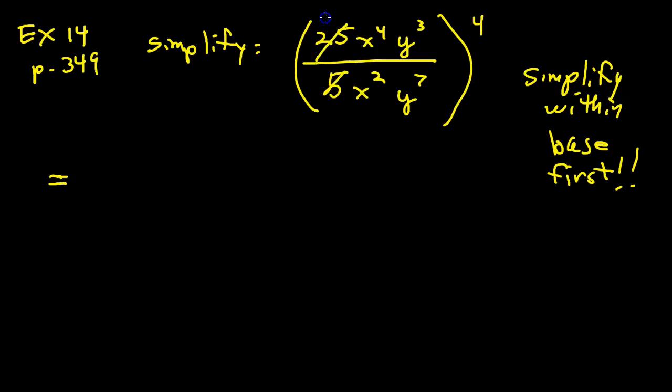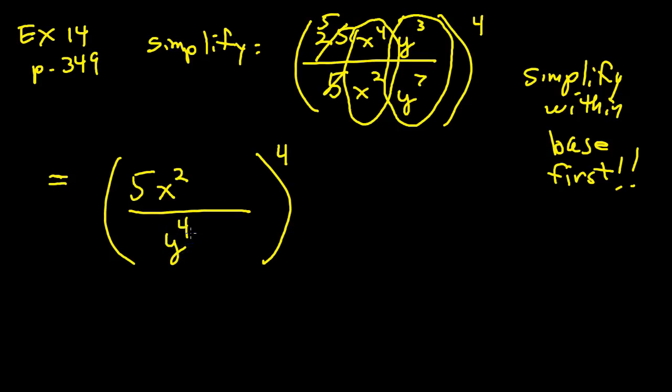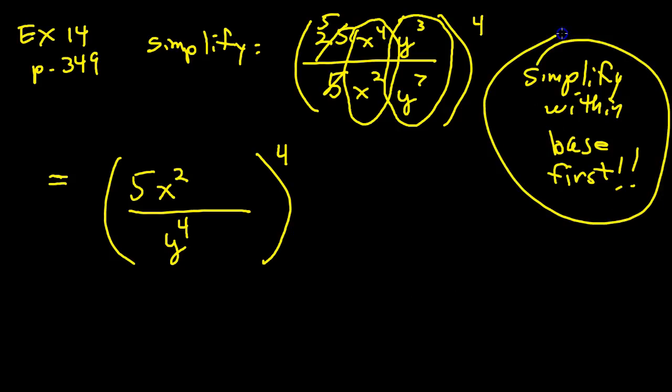5 goes into 25 5 times, right? So again, I'll leave that outer exponent hanging. This will leave me with a 5 factor in the numerator. x to the 4th over x squared: 2 factors of x in the denominator will cancel out all but 2 factors of x in the numerator. And y cubed over y to the 7th: 3 factors of y will cancel out 3 factors of y in the denominator, leaving 4 factors of y in the denominator. All right, I've simplified as much as I can within the base.